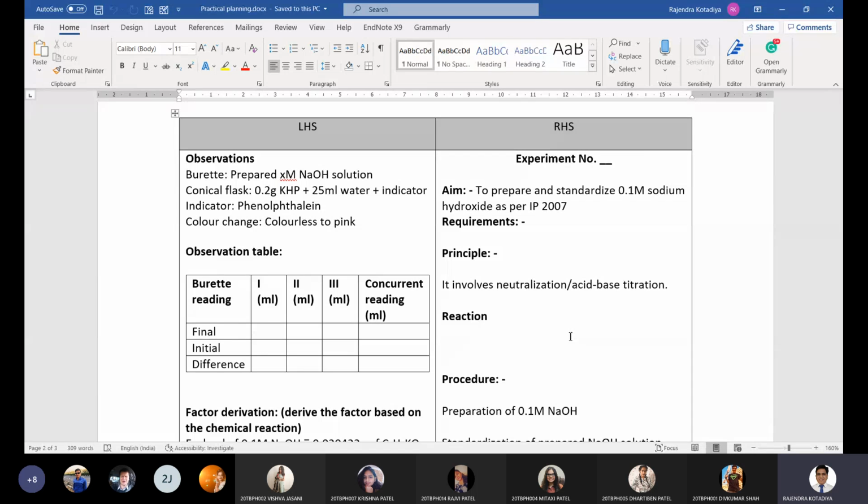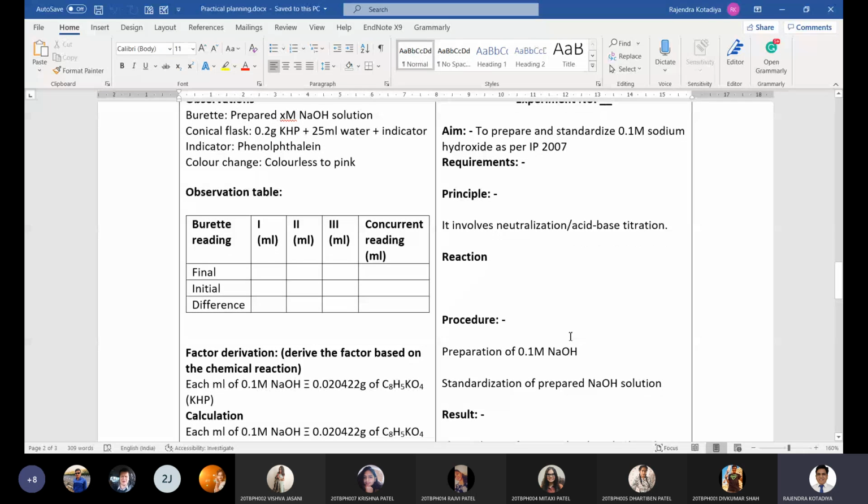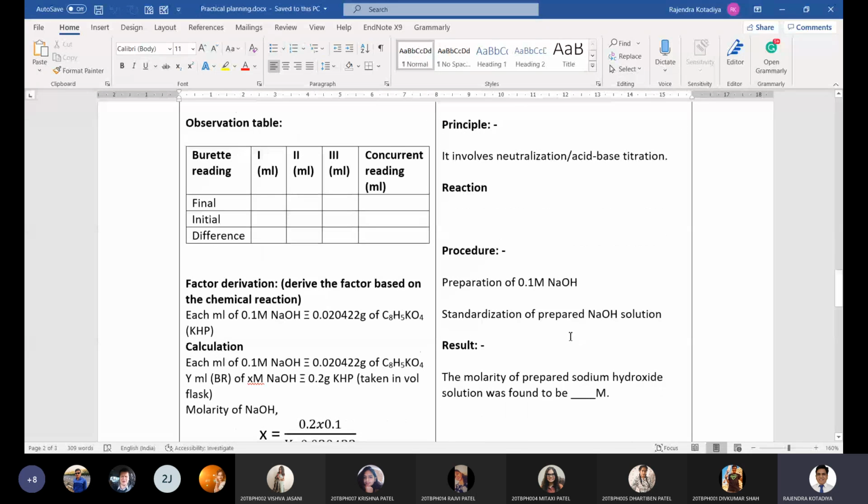Regarding principle, you have to mention this is nothing but acid base titration or neutralization titration. What are we doing? We are taking acid in a conical flask and adding base to that acid. Until when will we add? Until it is neutralized. So it can be considered as neutralization titration or acid base titration. And then you have to write down the reaction. Below that, whatever reaction I showed you, you have to write that reaction there.